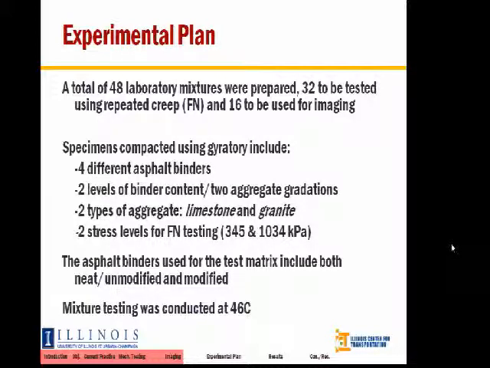The mixture testing was conducted at 46°C. Again, we're worried about this happening at higher temperatures. This may sound somewhat extreme to people because this is pavement temperature. It is not just environmental temperature. So this is 7-day average high temperature for the region in which I conducted this study, which was slightly north of here. So your temperatures may even go up a little.